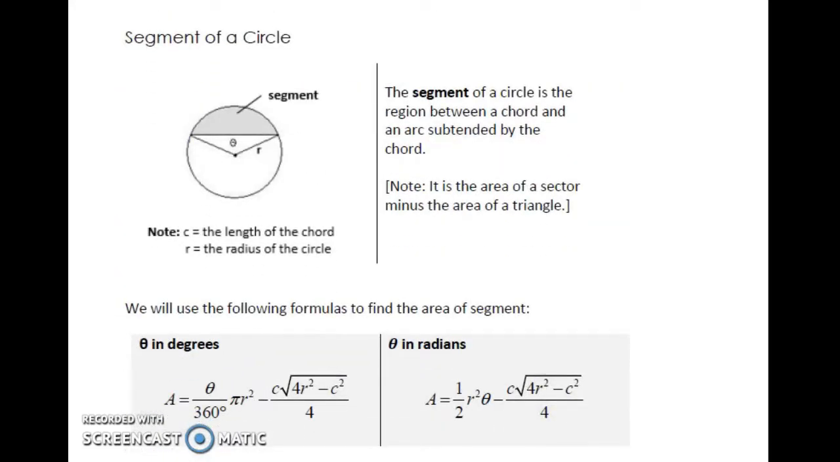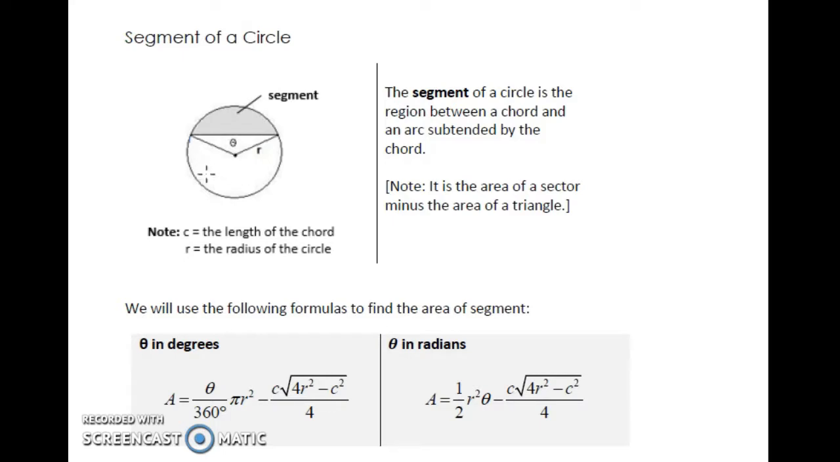Segment of a circle. The segment of a circle is the region between a chord and an arc subtended by the chord. So this line here is called a chord. So the segment is the region between this chord and this arc that's subtended by the chord. So here's the arc of the circle and a chord that makes up this segment here.